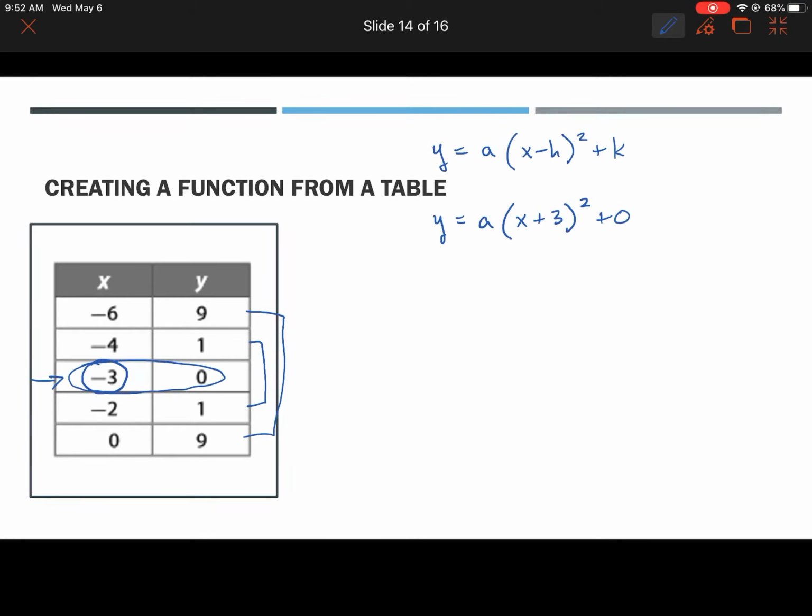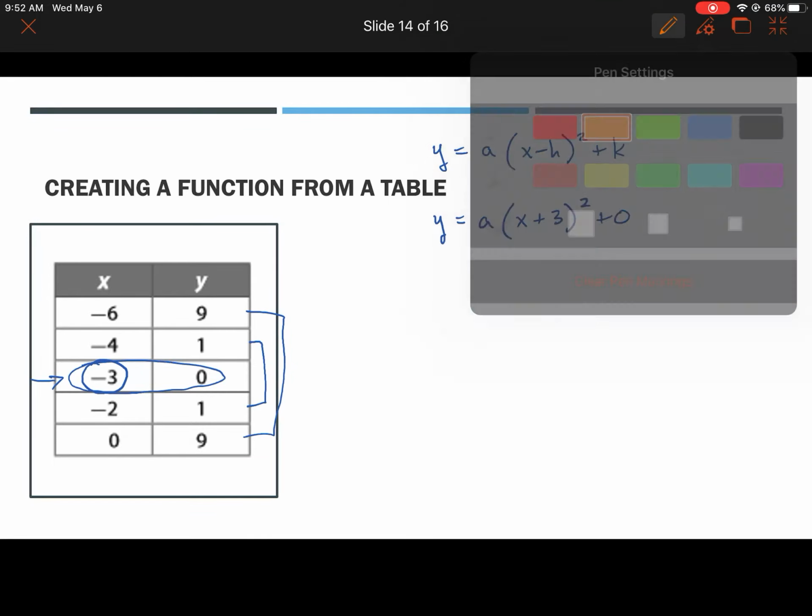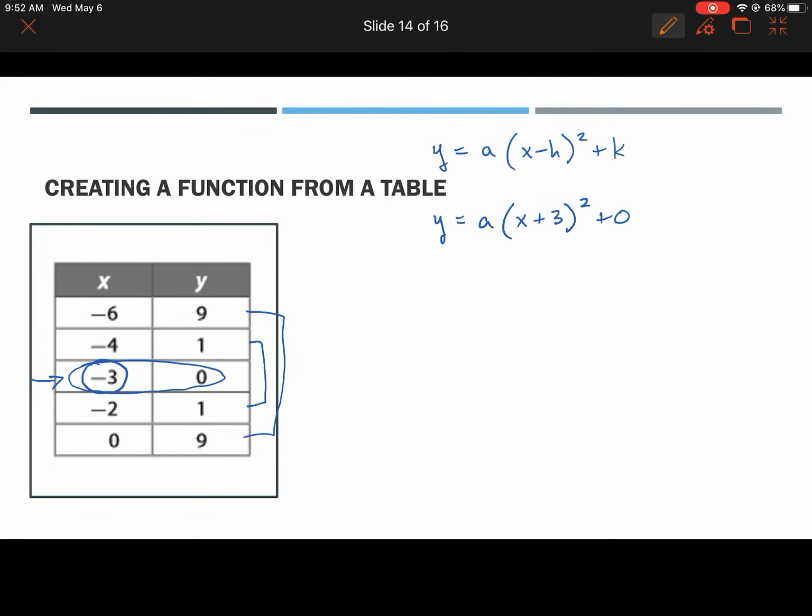All right, so then the second thing you're going to do is pick one of your other points. It doesn't matter which one you choose, it could be any of these. I'm going to pick the easiest one, which is anything that includes a 0. It doesn't have to be this one. I like the ones with zeros because they're easier to figure out.